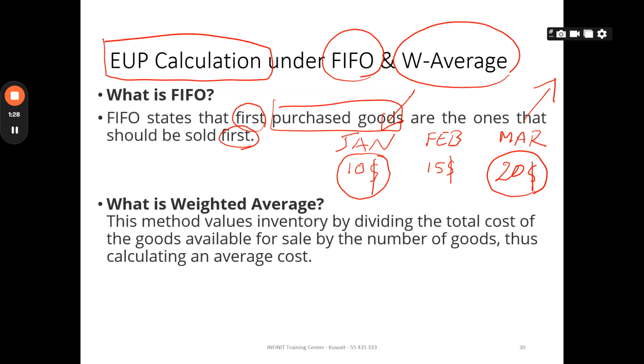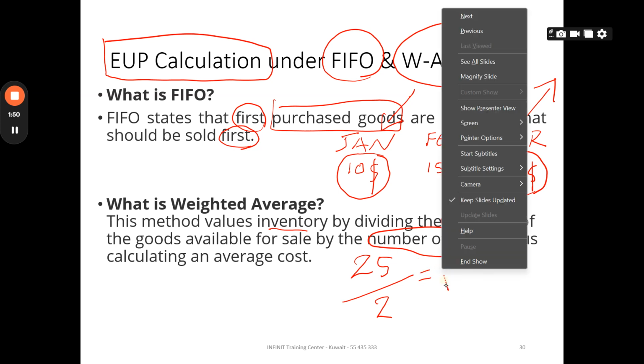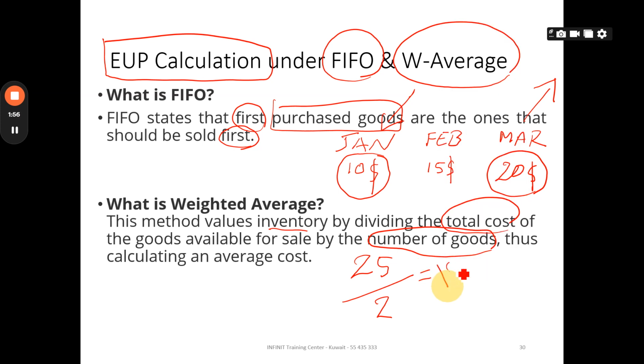But under weighted average, if you take the same example, you will value the inventory by dividing the total cost by the number of goods. So here, what is the total cost? It is 25. How many units? 2 units. So what's the unit cost? It is going to be 12.5.